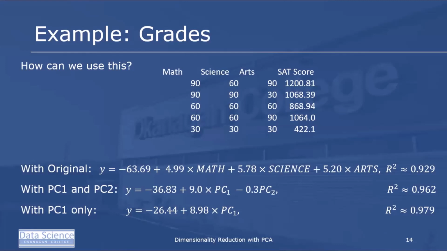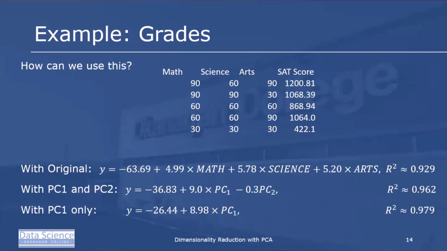Using principal components 1 and 2, I get a little bit better adjusted R squared. Now, part of that has to do with the fact that I've got 1 fewer variable. But you can see that the contribution that's made by PC2 is very, very small, only 0.3 compared to 9. So principal component 1 speaks to the vast majority of the variability in this model.